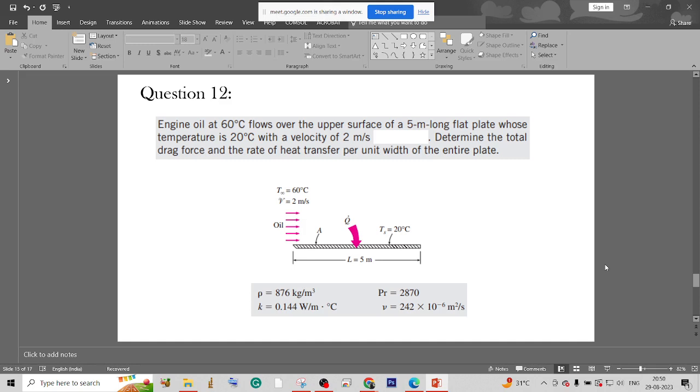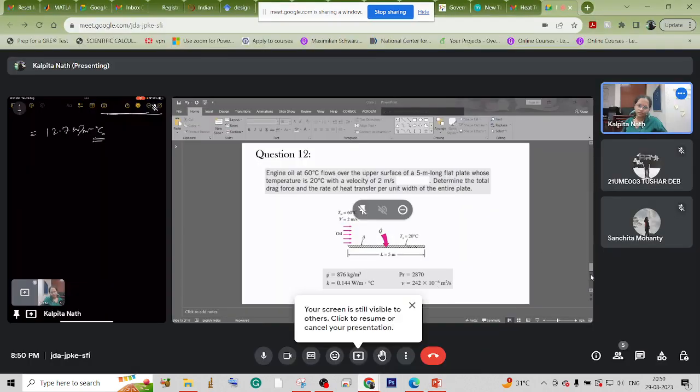The same method you will be using as I have shown you in the previous question. Determine the total drag force and the rate of heat transfer per unit width of the entire plate. The same fundamental methodology that we used to solve question number 11 will be used in question number 12, right? So you have to find out the total drag force and the rate of heat transfer. You have understood, right? Yes, ma'am. Yeah, and all the values are also included here. Solve it.